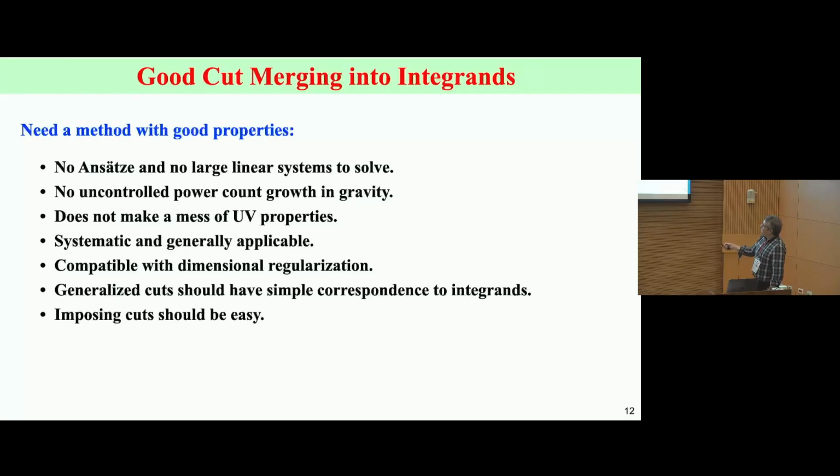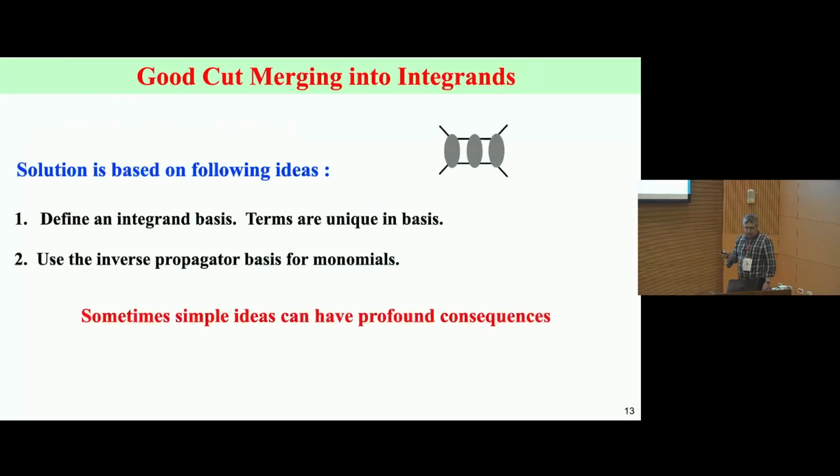A key feature we're looking for is that the generalized cuts need a simple way to go into the integrands. And after you have the integrand, or you're imposing cuts, it should be done in a simple way. So the question is, how do you do this? And the solution is actually kind of trivial. It takes a little while to think through why this actually works, but the solution is actually pretty trivial.